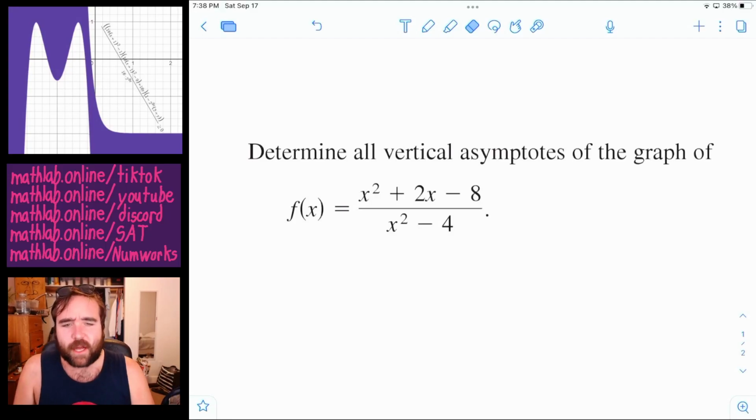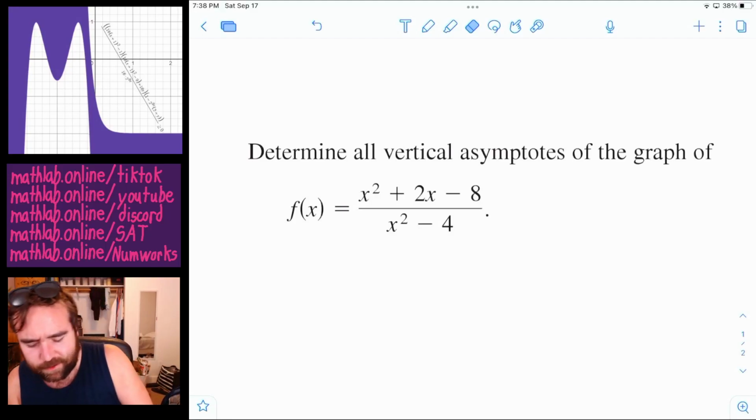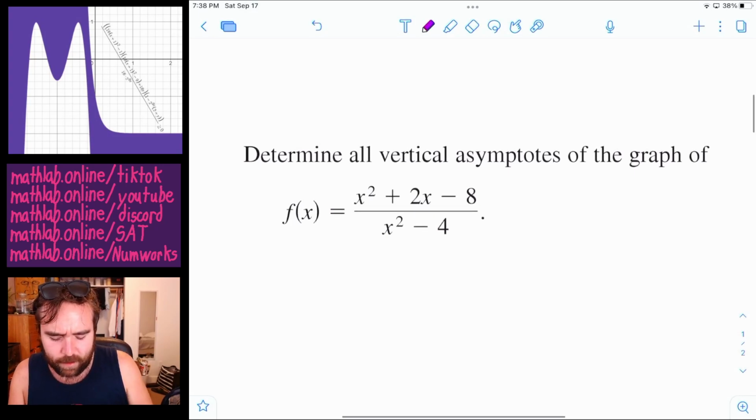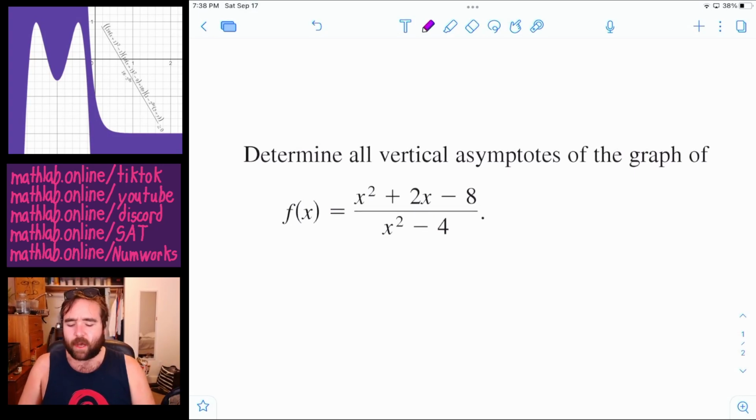All right, determine all vertical asymptotes. This is a pre-calc question. Not sure why it's here. So remember back to pre-calc. The vertical asymptotes are when the bottom is going to equal 0.